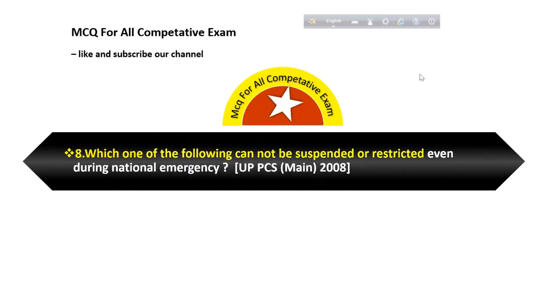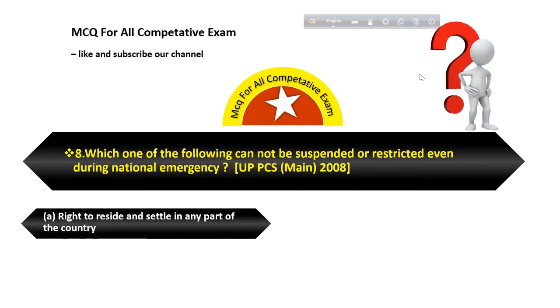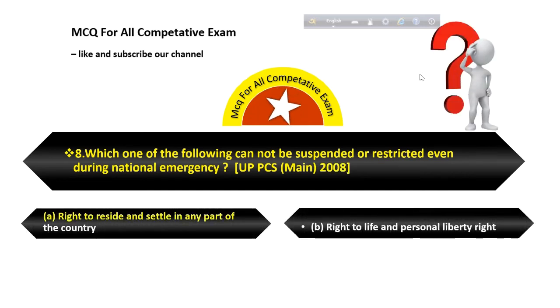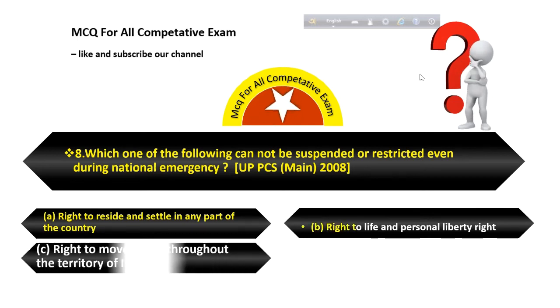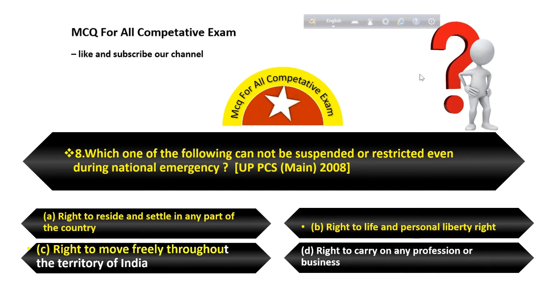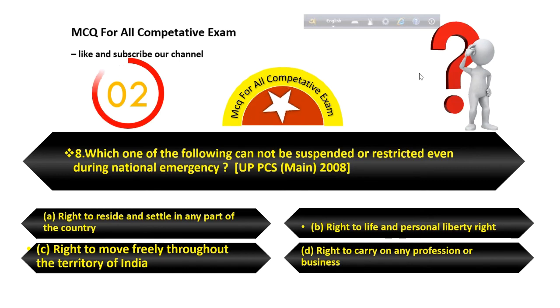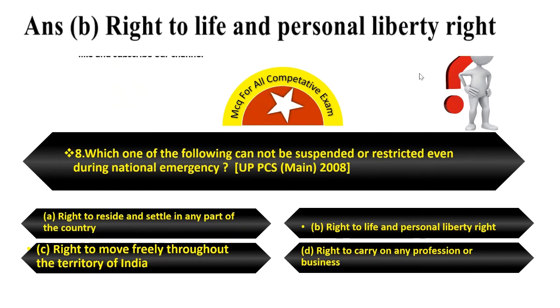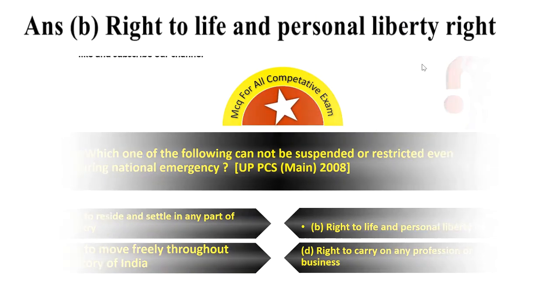Which one of the following cannot be suspended or restricted even during national emergency? Option A, right to reside and settle in any part of the country. Option B, right to life and personal liberty. Option C, right to move freely throughout the territory of India. Option D, right to carry on any profession or business. Answer is right to life and personal liberty.